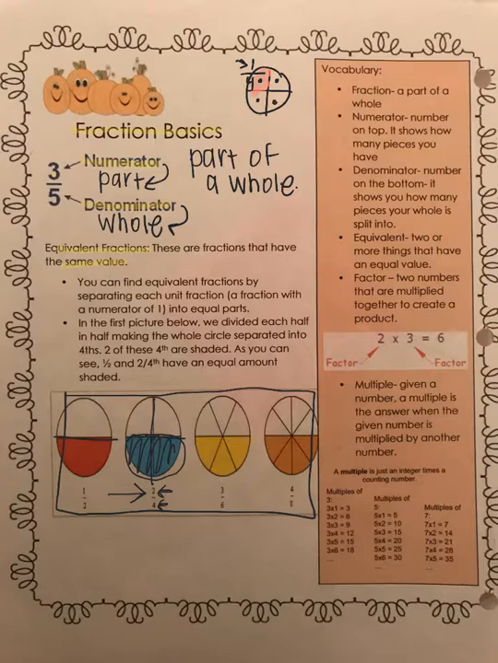Same thing as I continue on. I've changed my whole into 6 pieces. In order to maintain my half, I have to contain 3 out of the 6 pieces in order to keep this as an equivalent fraction.